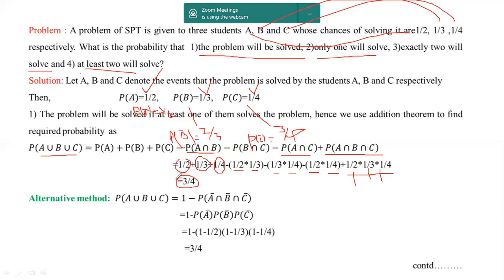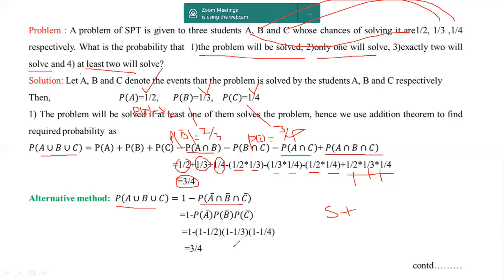So the probability of the problem being solved is 3 by 4. In the alternative way, we can find this as follows. If no one solves the problem, we subtract that from the total probability. We know that the probability of success plus failure is equal to 1. So the probability that the problem is solved is equal to 1 minus the probability that it is not solved by anyone. Not solved by anyone is A complement, 1 by 2, B complement, 2 by 3, and C complement, 3 by 4. We just take those probabilities and multiply, and again we get the same answer.